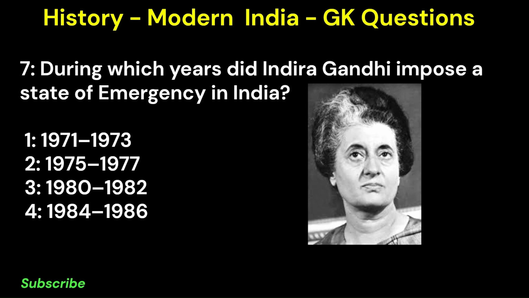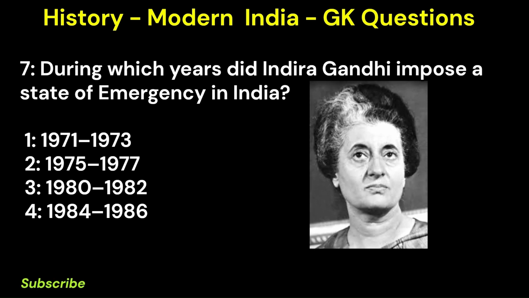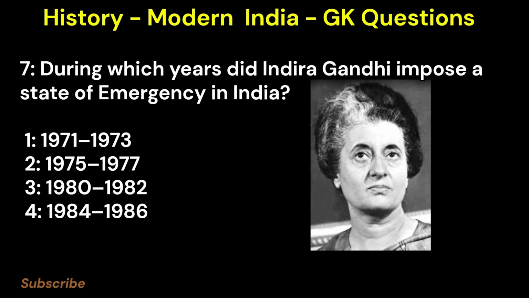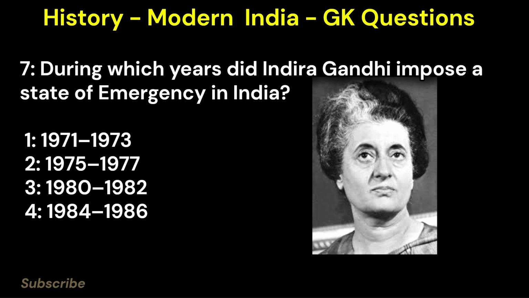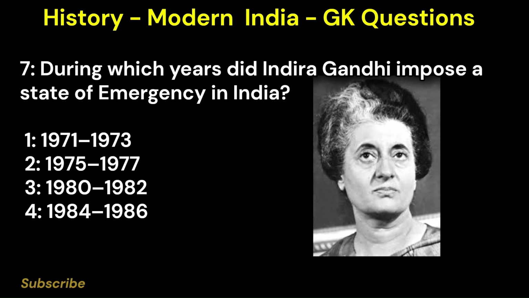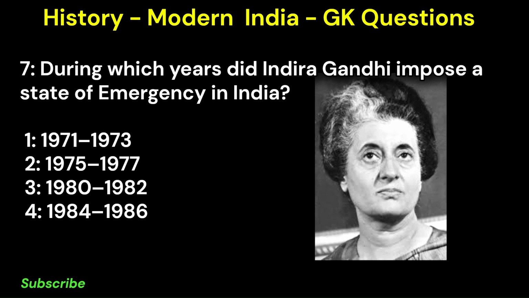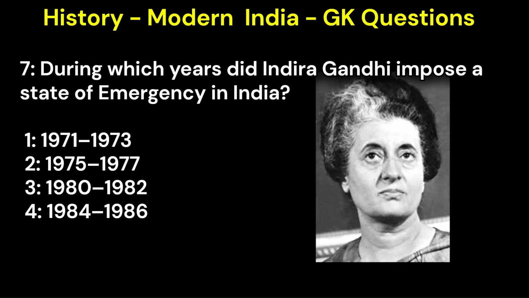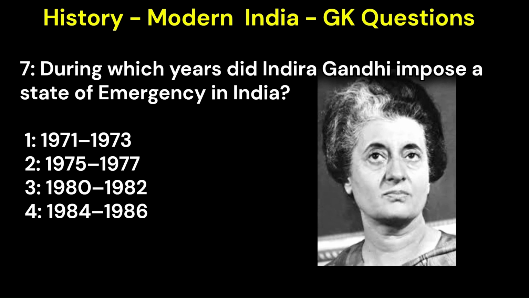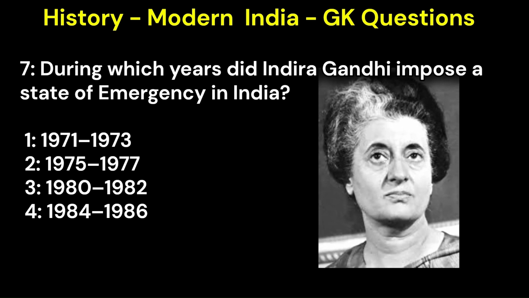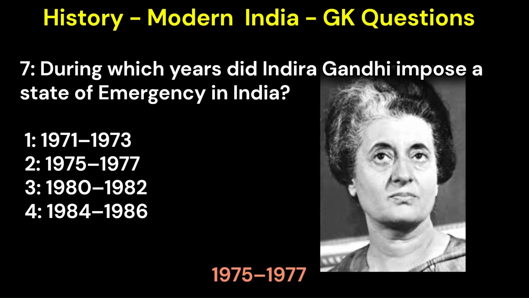Question number 7. During which years did Indira Gandhi impose a state of emergency in India? The options are: Option 1, 1971 to 1973. Option 2, 1975 to 1977. Option 3, 1980 to 1982. Option 4, 1984 to 1986. The correct answer is 1975 to 1977.